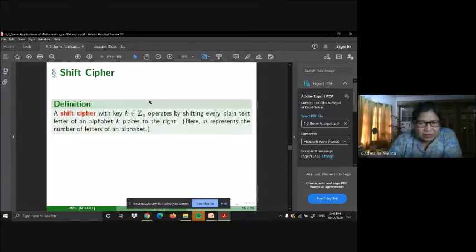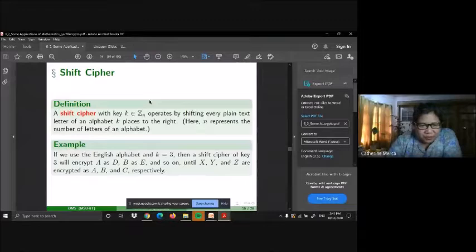So [the cipher] operates by shifting every plain text letter of the alphabet K places to the right. Here N represents the number of letters of an alphabet. So if you use the English alphabet, K equals 3, which is what was used in the poem I presented. A shift cipher of key 3 will encrypt A as D, B as E, and so on, till X, Y, Z are encrypted as A, B, C respectively.